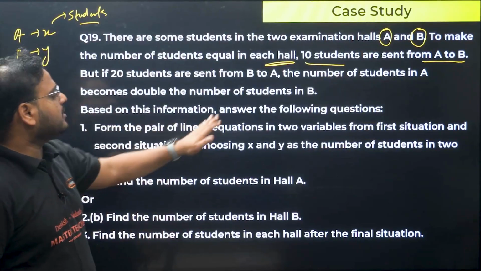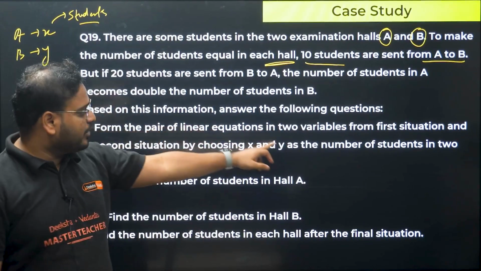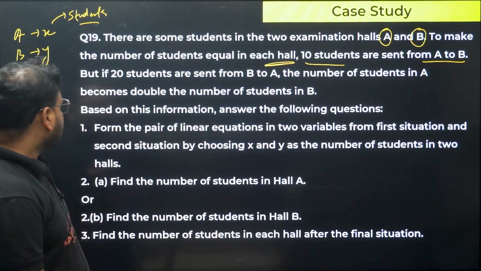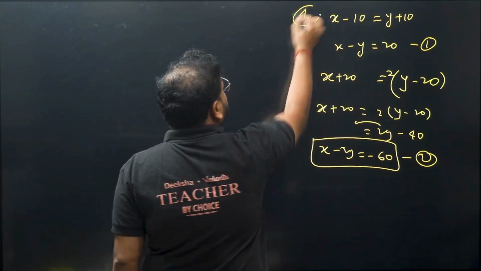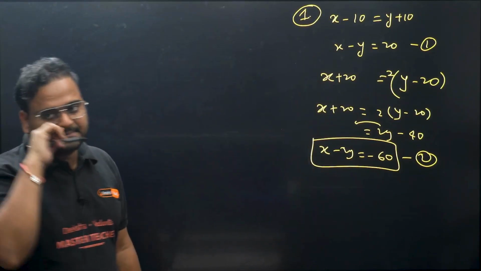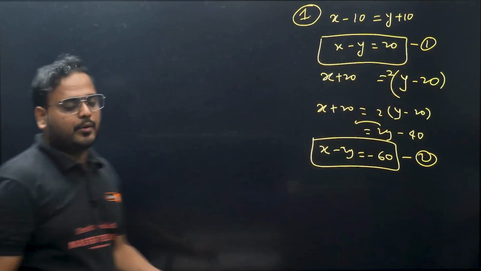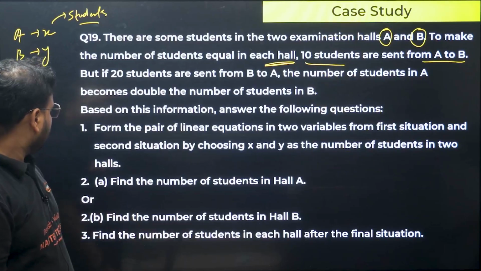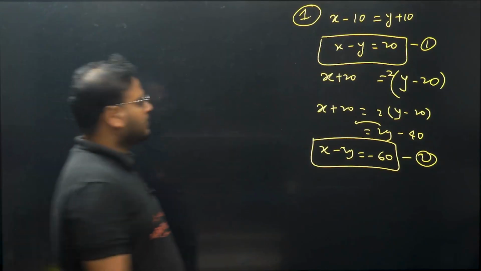Based on this information, answer the following questions. First one: form the pair of linear equations in two variables from the first situation and the second situation. That option is already done. They were asking us to form the equations. We got that. First one is here, second one is here. Next, 2A: find the number of students in hall A. We got to solve the equations then.